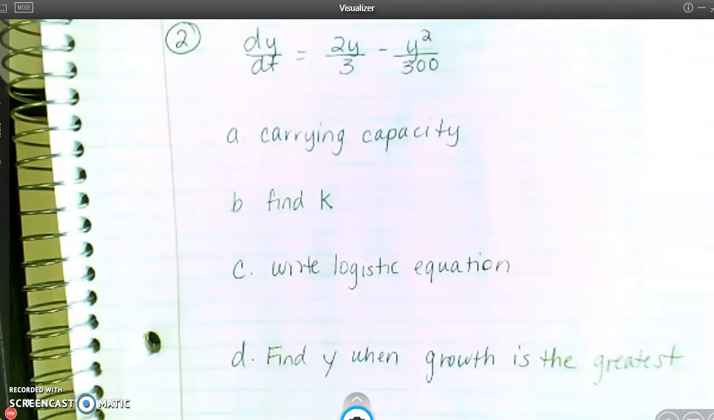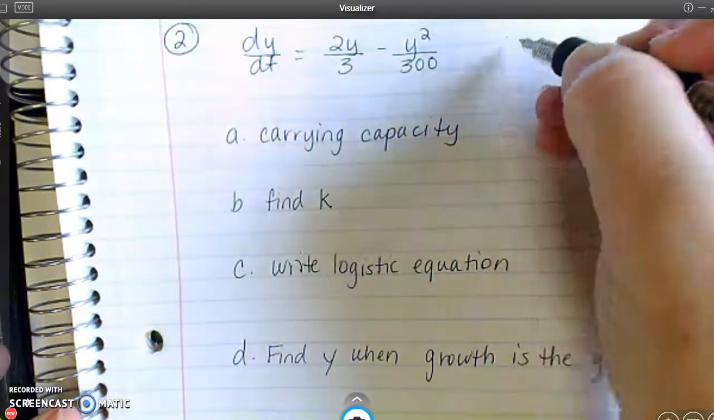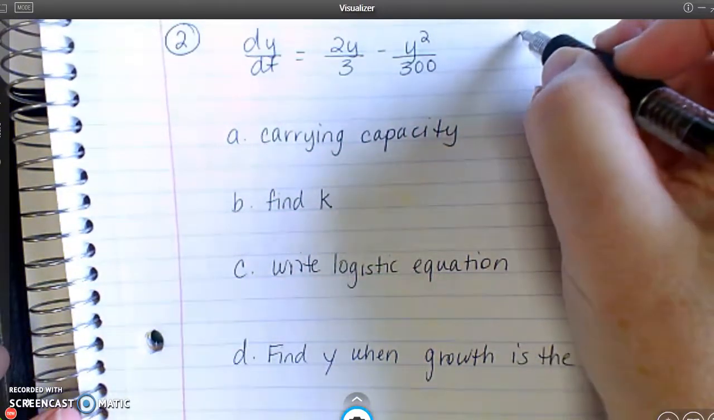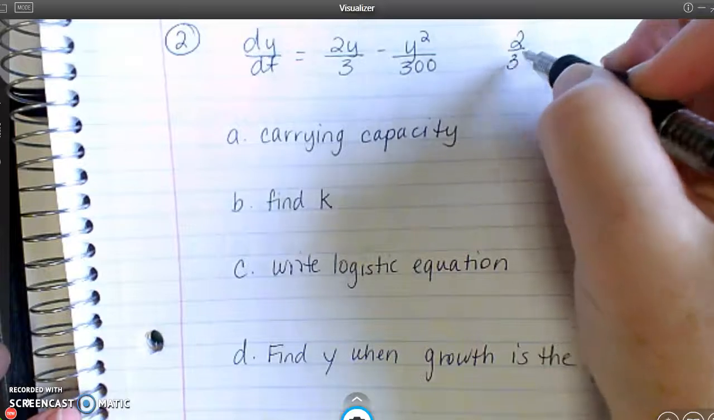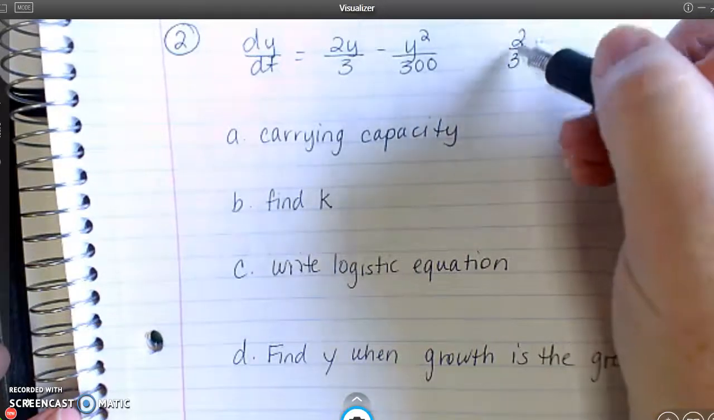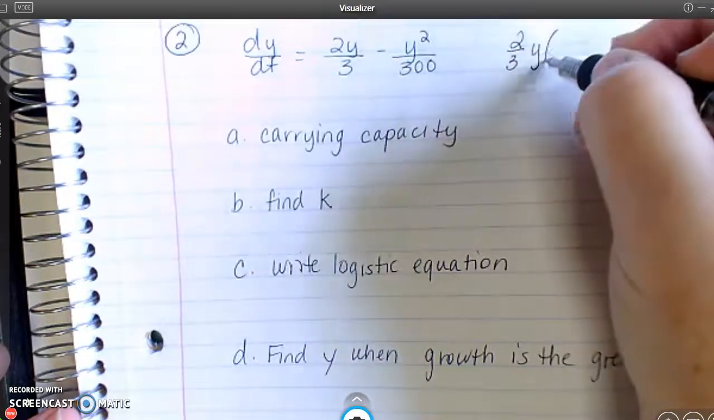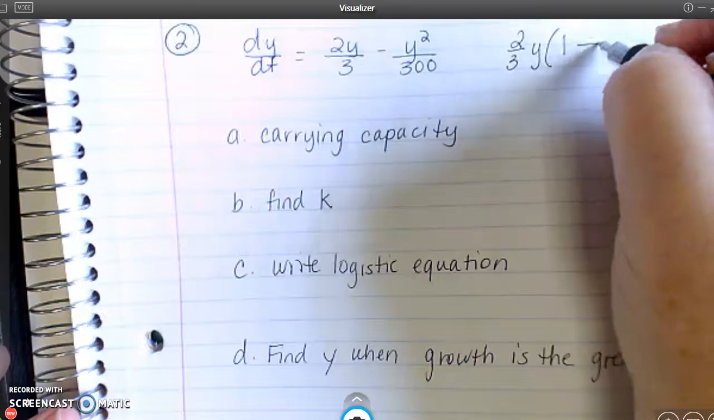Here's another example of a differential equation. Notice that this example is not already solved for dp dt like it should be. I don't see a 1 there. So what I need to do first is factor out what's in common because I want a 1 at the beginning. What I'm going to factor out is 2/3 y, because I know I'm supposed to have a number and a y at the beginning. That will give me my 1 that I want right there.